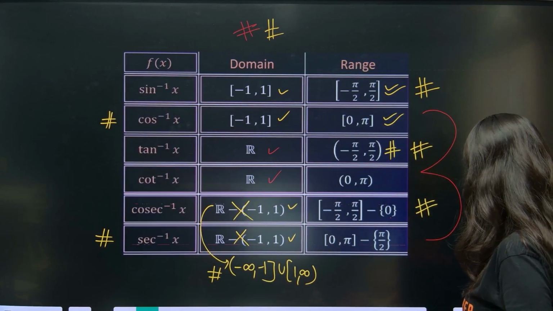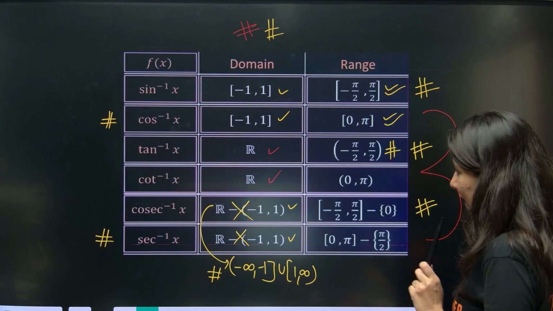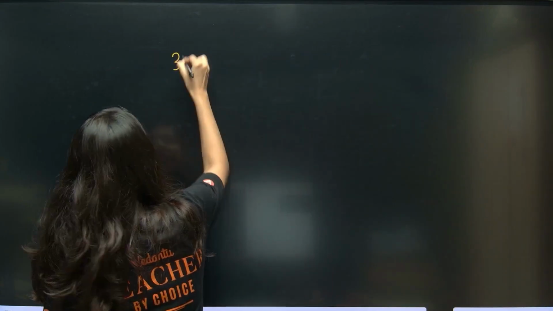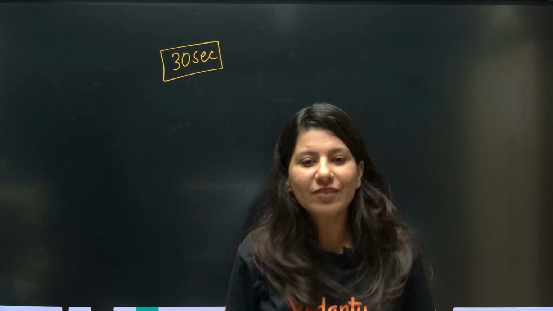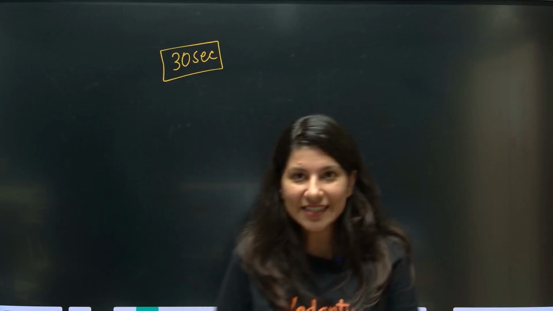Now I want all of you to create this chart. I'll give you 30 seconds, because this is important. If you create this chart once, the confusion will get cleared out. So you have 30 seconds.